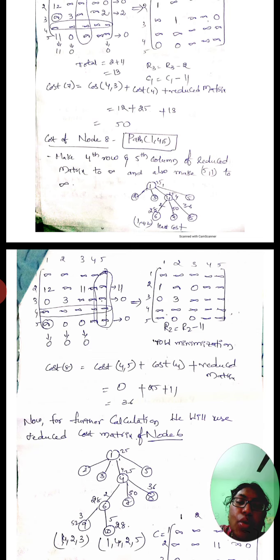Now the cost of node 8 is equal to cost of 4,5 plus cost of 4 plus the reduced cost matrix. Cost of 4,5 is 0. The cost of 4 is 25, plus the reduced matrix, row minimization 11, total 36. And for further calculation we will use the reduced cost matrix of node 6.